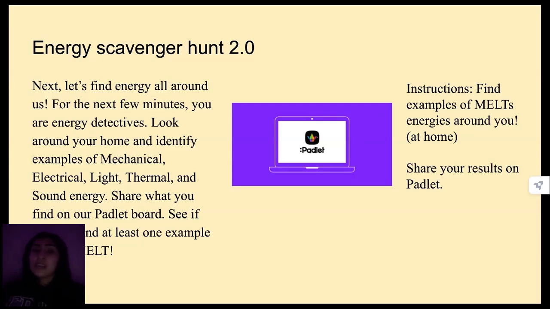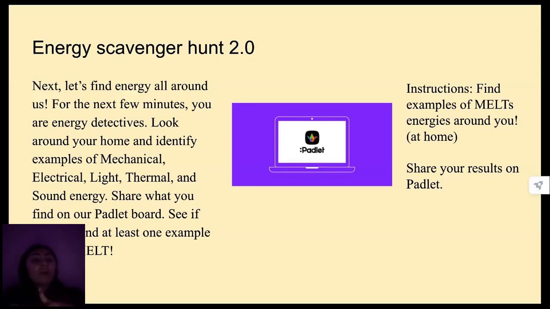Alrighty, and now that we're done with our energy scavenger hunt, I want to present our energy scavenger hunt 2.0, which is going to be our homework for the day. Alrighty, so let's go ahead. Now we're going to find energy all around us. Oh, sorry, didn't mean to say for the next few minutes. When you go home, you guys are now energy detectives, okay?